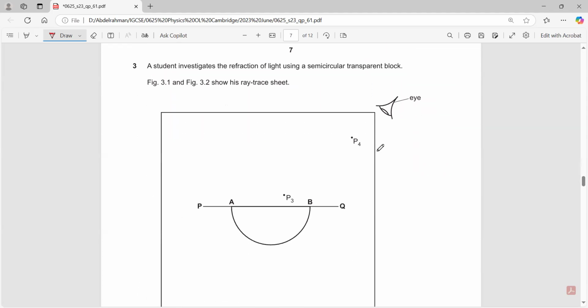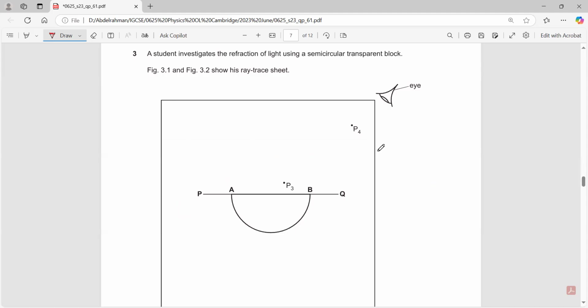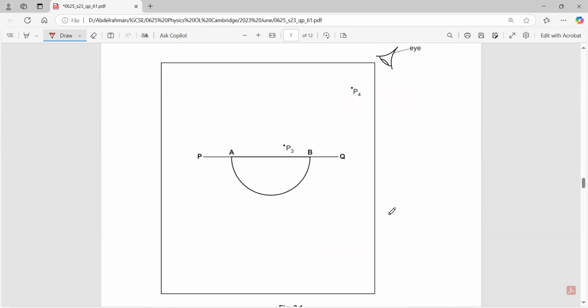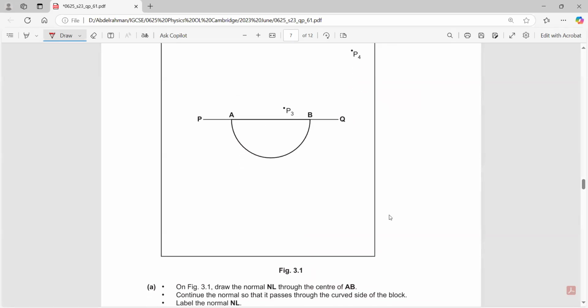Question 3. A student investigates the refraction of light using a semicircular transparent block. We have a ray trace sheet. We need to draw on this ray trace sheet. On figure 3.1, draw the normal through the center of AB. Just measure the distance between AB and find the center. Draw the normal, continue the normal so that it passes through the curved side of the block. Label the normal NL, and point C where it crosses AB. The normal would be somewhat at this position.